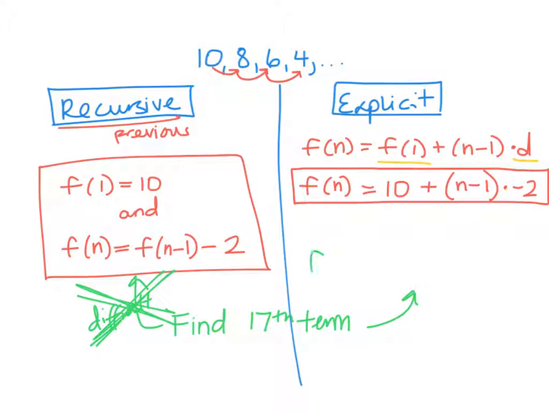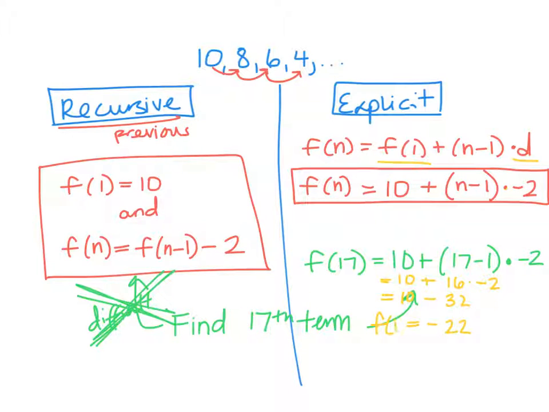The way you would do that, you would say f of 17 equals 10 plus, and you can either plug this in or remember the pattern. Now you're just going to work that out. So 10 plus 17 minus 1, which is 16, times negative 2. I have to do my multiplication first, so that's 10 minus 32, which equals negative 22. That means the 17th term is negative 22.